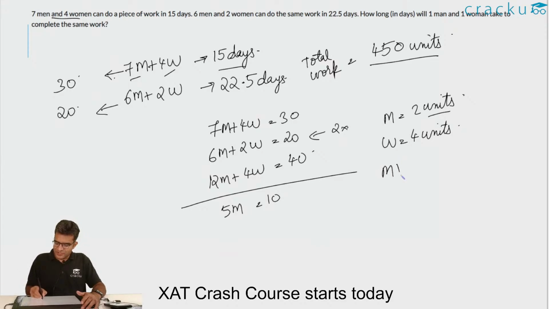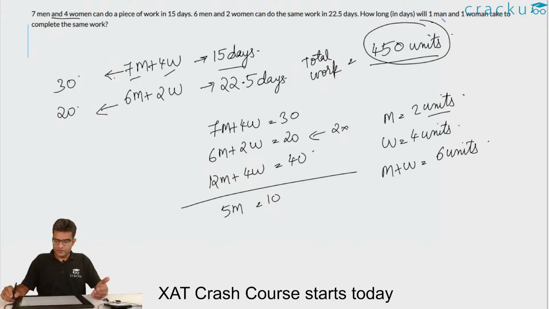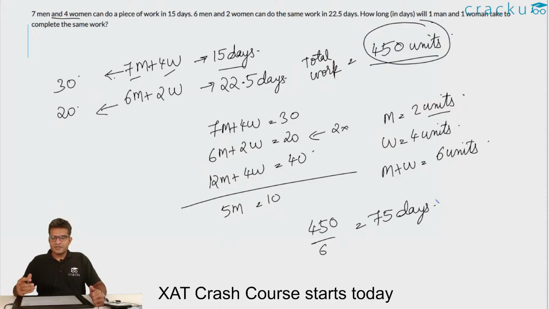So m plus w, or the amount of work that is done by one man and one woman in one day, will be 6 units. The total work that needs to be done is 450 units. So the number of days that they are going to take will be 450 divided by 6, which is equal to 75 days. Let us look at the next question.